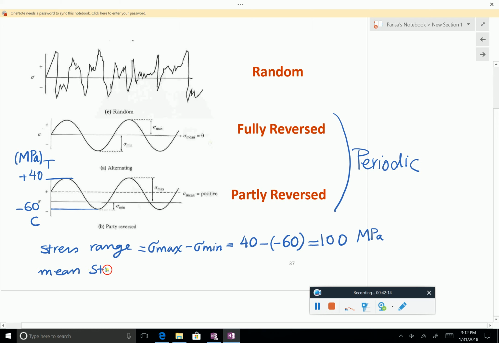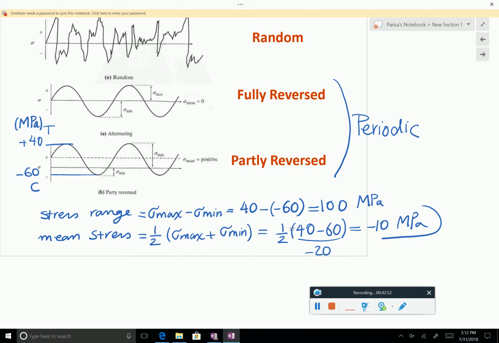So mean or average stress is one half of the sum of max and min. It doesn't match the figure, but it is negative. It's compression. Negative or compressive mean stress is good for fatigue.